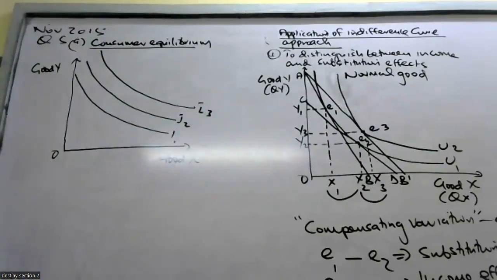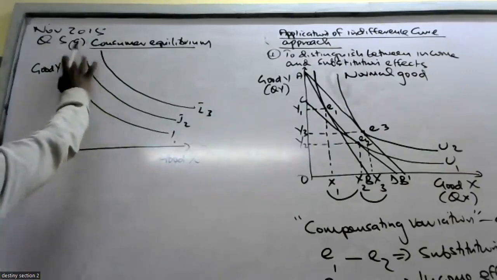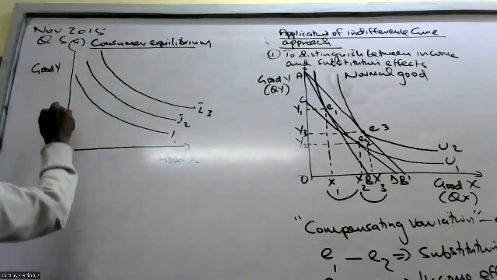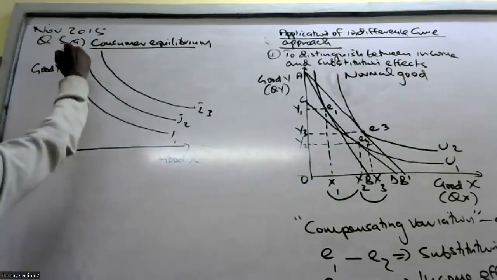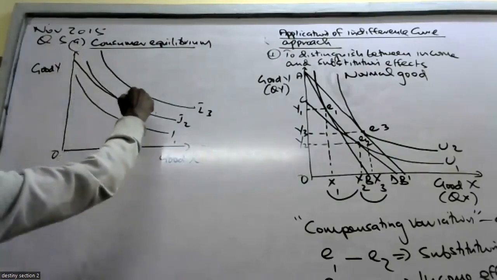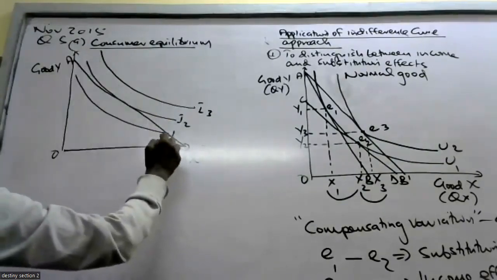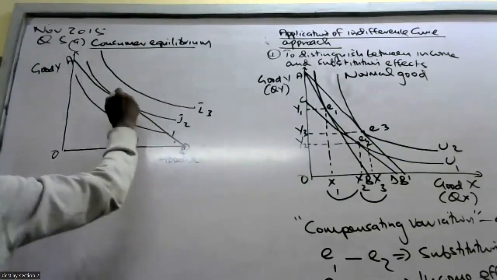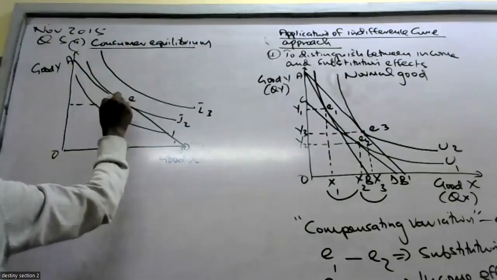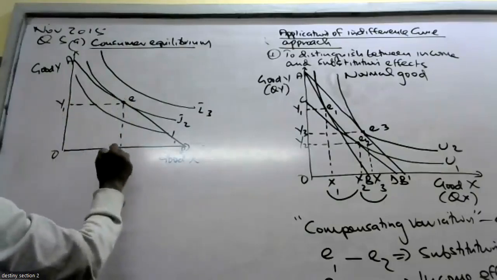And if you want equilibrium, you introduce the budget line. So I'll introduce the budget line to touch the highest possible indifference curve. Let's say it touches that one. This is the budget line AB. It touches that point. I call that E. And I call this Y1.